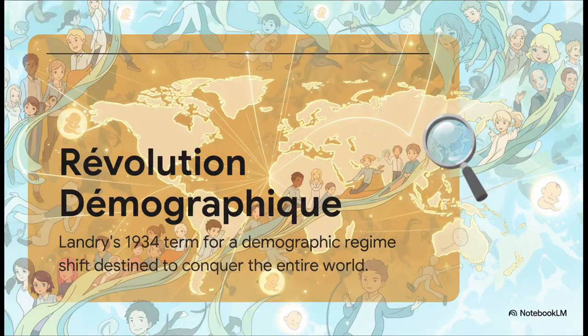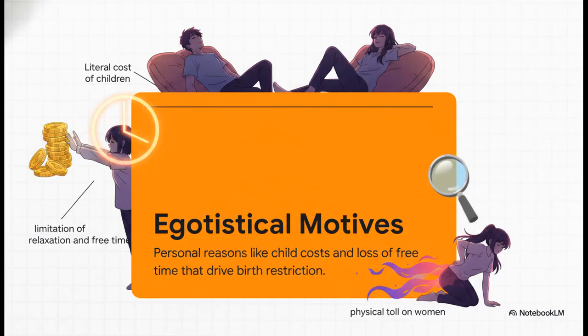I actually want to pause on Landry for just a second. His 1934 book was titled La Révolution Démographique. He coined that term to describe this massive demographic regime shift. And the guy was incredibly prophetic. He firmly believed this revolution had already conquered Europe and that eventually it was going to completely take over the entire world. Landry also tried to tackle a really tough question.